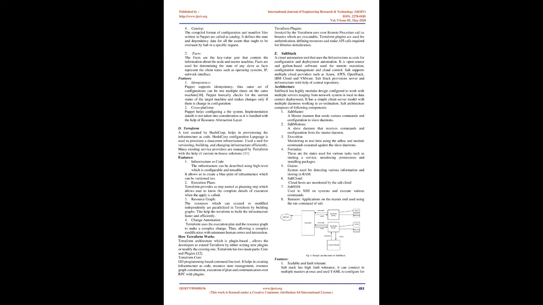4. Catalog. The compiled format of configuration and manifest files written in Puppet are called as catalog. It defines the state and dependency data for all the assets that ought to be overseen by Hub in a specific request. 5. Facts. The facts are the key value pair that contain the information about the node and master machine.